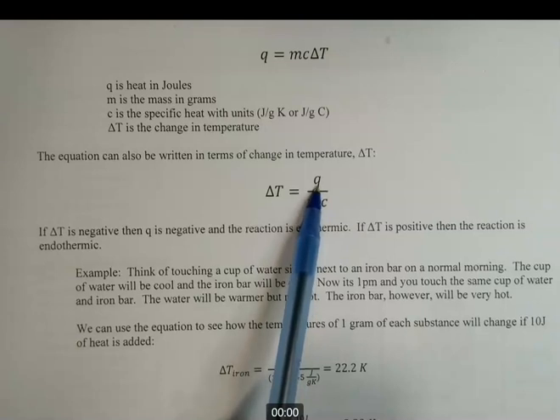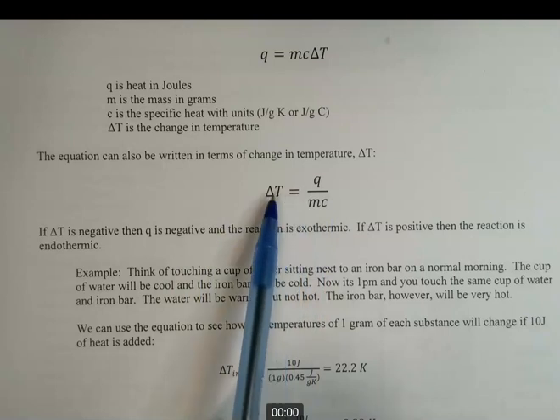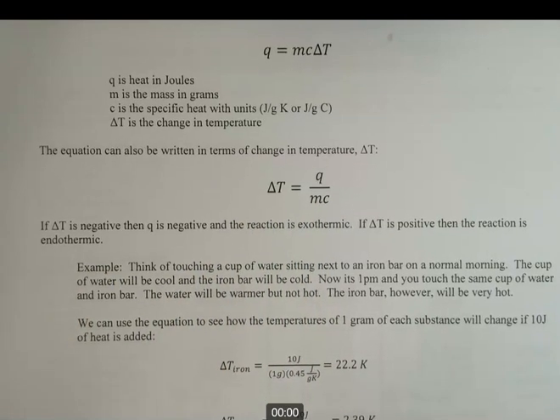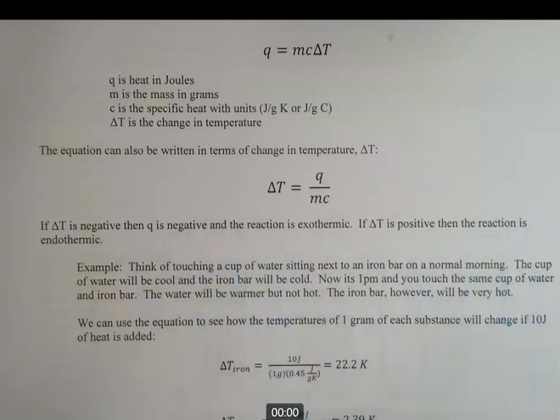Just think of it as an iron block. You divide the heat by the mass and the specific heat of iron, and that'll tell you how much the temperature changed, and that'll be a positive number. So that means the temperature will go up if you put heat in, and that makes sense. So if delta T is negative, then Q is negative, and the reaction is exothermic. Heat went out. If delta T is positive, then the reaction is endothermic.